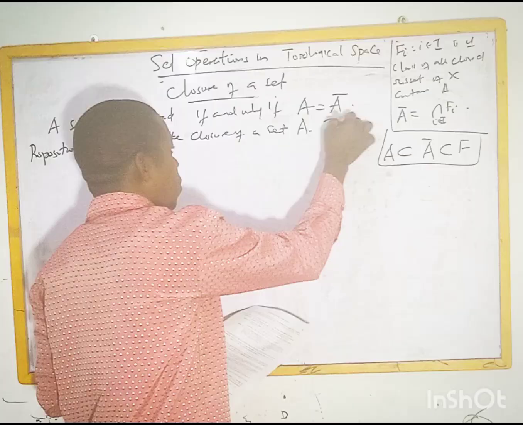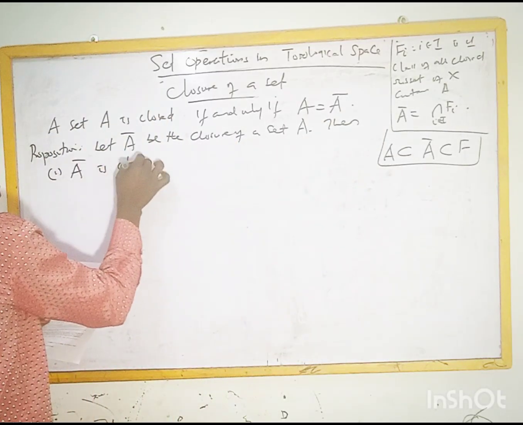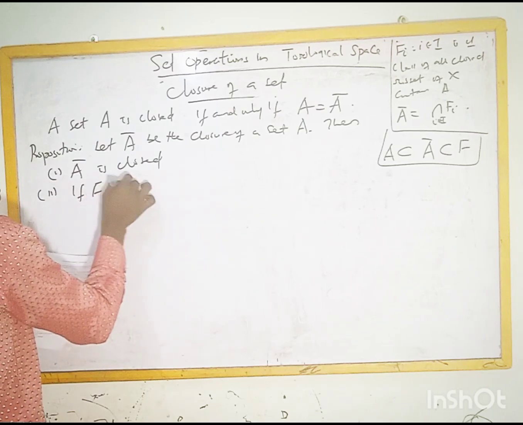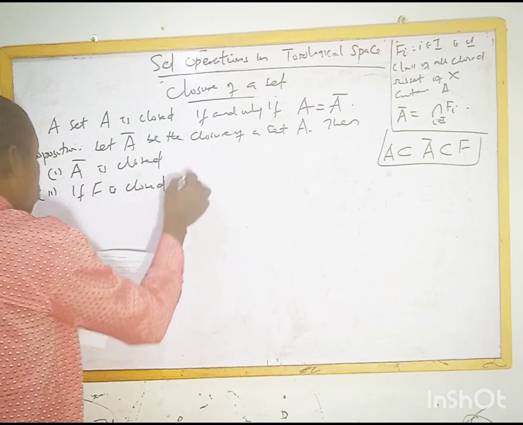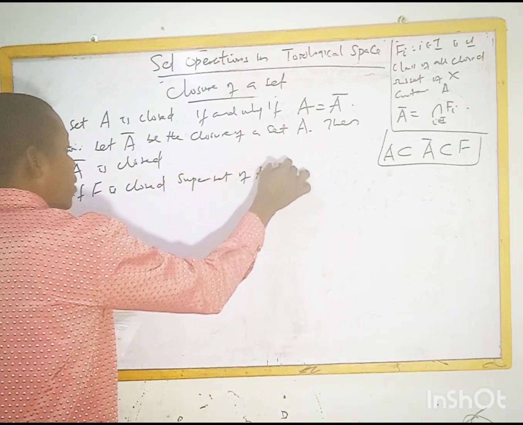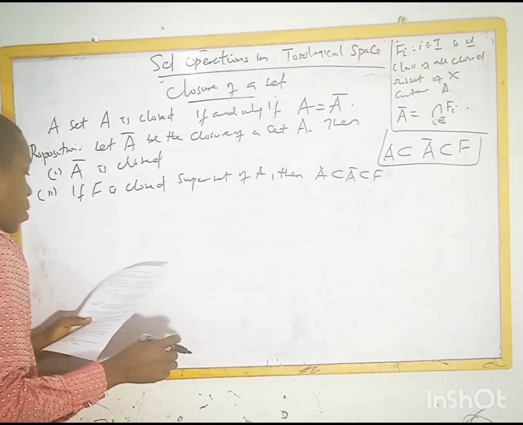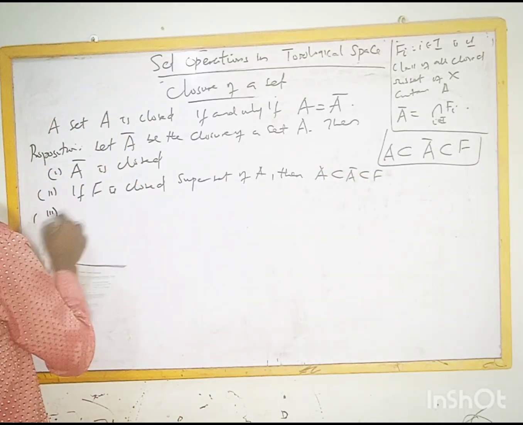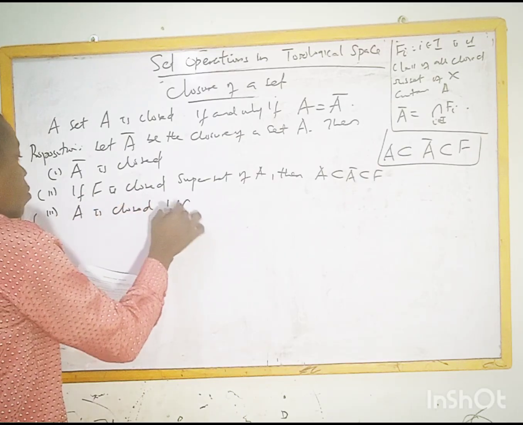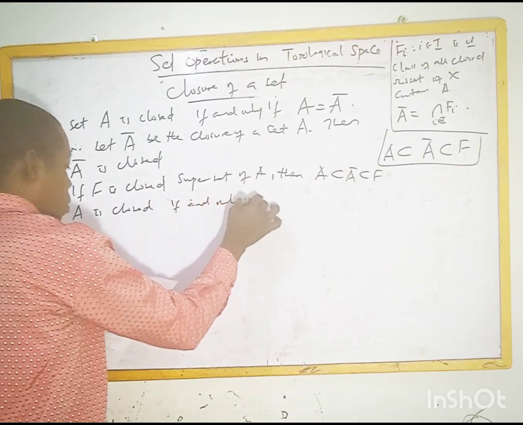Then, one, you can say that A bar is closed. Two, you can say that if F is a closed superset of A, then A bar is a subset of F. Thirdly, A is closed if and only if A is equal to A bar.